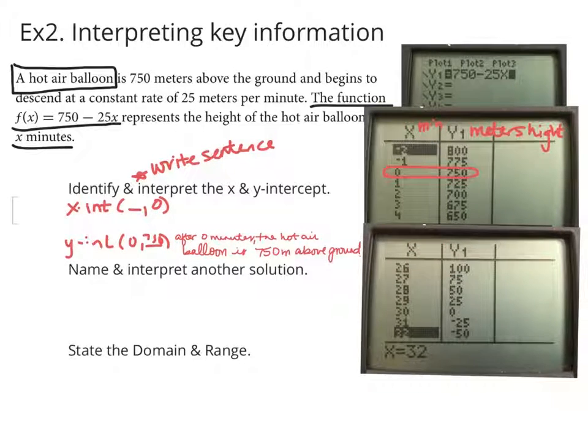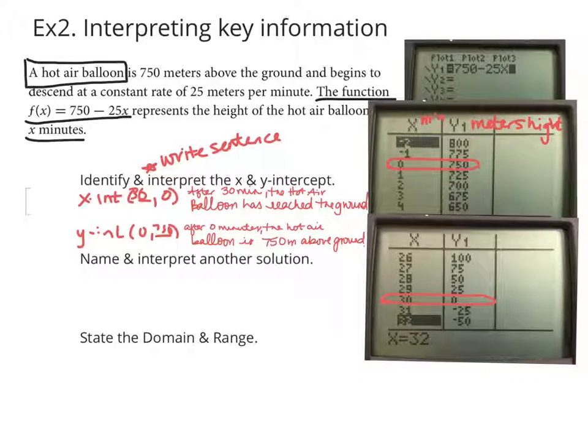All right, and I had to scroll for a minute, but I did eventually find it right here at 30, 0. So I'm going to again write my sentence. After 30 minutes, the hot air balloon is 0 meters off the ground. Or after 30 minutes, the hot air balloon has reached the ground. However you want to form that sentence.